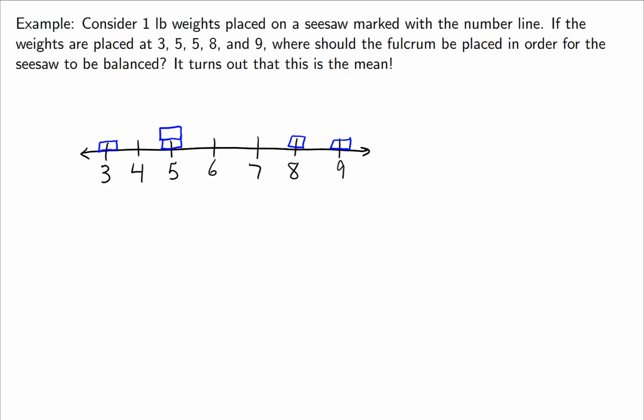One of the properties of the seesaw is wherever you put the balance, the farther you are from the balance, the more torque it causes. So let's say I were to put the balance at 5. At 5, you would have this contributing nothing because it's at the center. The 3 would contribute something, but compared to how far away these 8s and 9s are, they would push a lot harder.